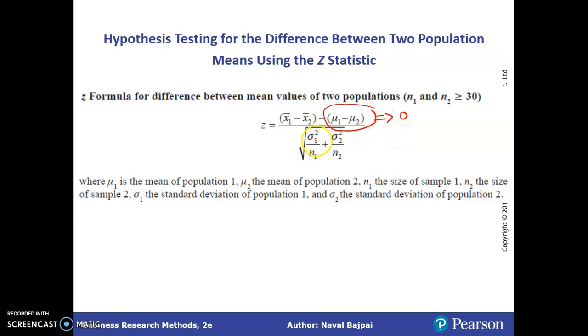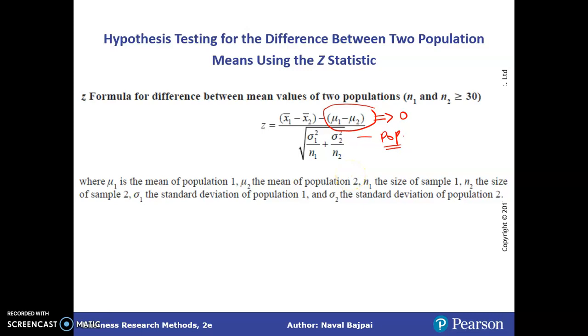Then population variance, sigma squared 1, that is for sample 1, and sigma squared 2, this is for sample 2. So these are the standard deviation or variance of the population. So population variance we should know to calculate the Z value. N1 is the sample size of sample 1 and N2 is the sample size of sample 2.